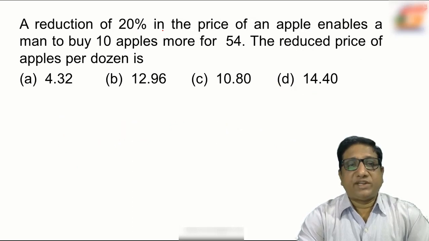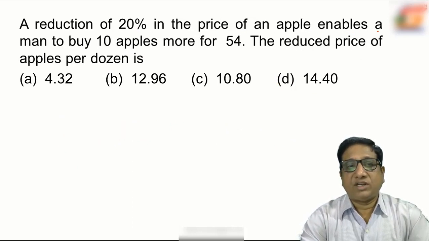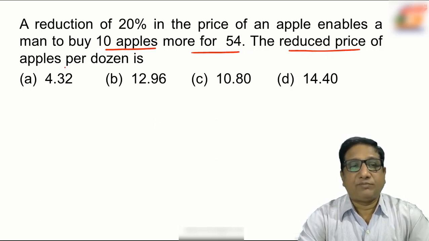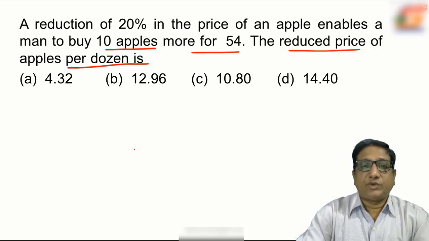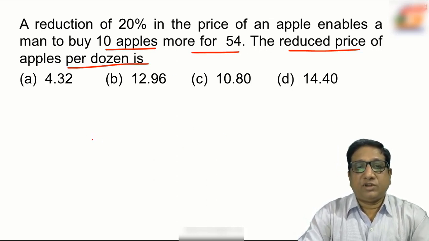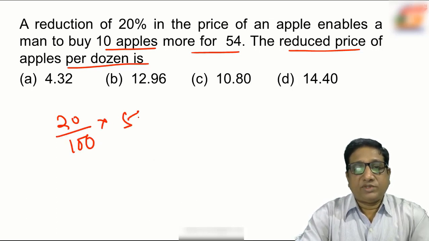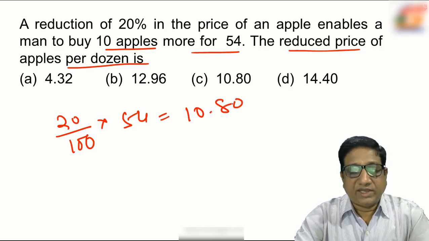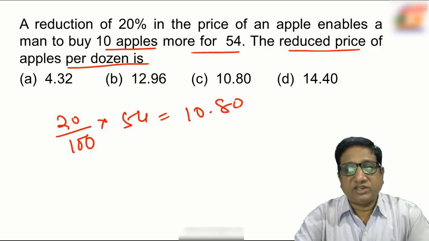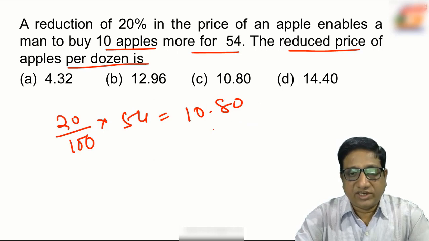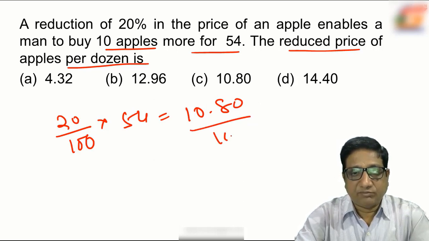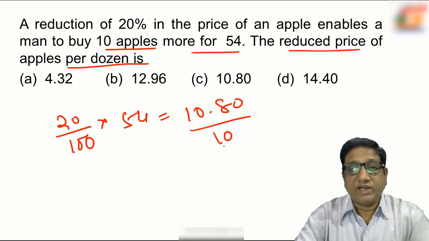A reduction of 20% in the price of an apple enables a man to buy 10 apples more for 54. The reduced price of apple per dozen is. When there is a 20% reduction, how much will we be saving from 54 rupees? 10 rupees 80 paise. 20% of 54 is 10 rupees 80 paise, and for this 10 rupees 80 paise he is getting 10 apples. So each apple will be 1.08.